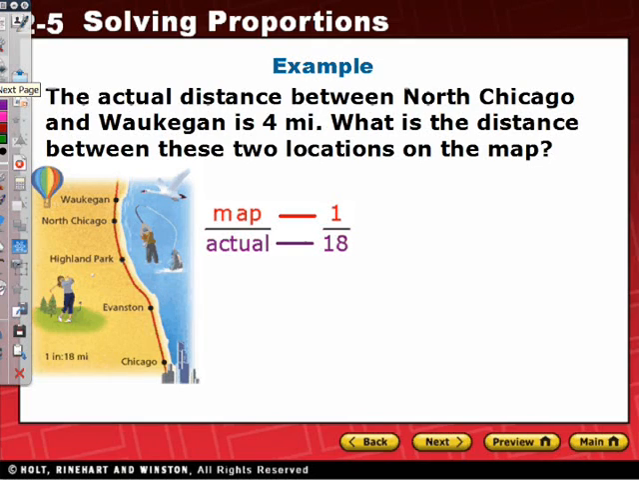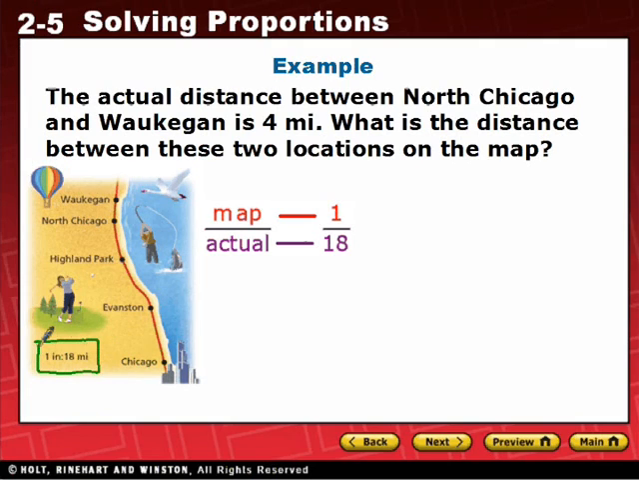Here's a kind of a simple problem we have using scale on a map. The actual distance between North Chicago and Waukegan is 4 miles. What is the distance between these two locations on the map? So very small over here and kind of blurry. It says 1 inch is equal to 18 miles. So here they've rewritten it for us, 1 inch equals 18 miles.